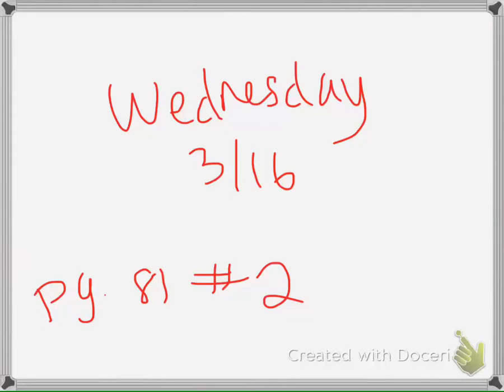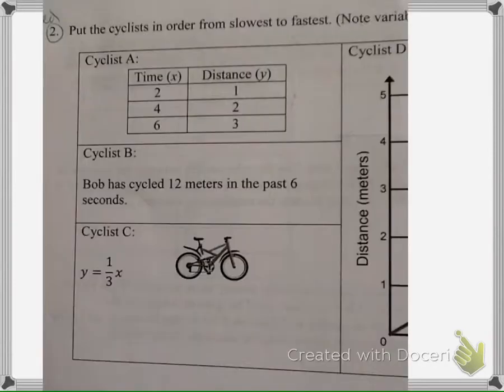Okay, homework for Wednesday, March 16th. You're doing page 81, number 2, talking about all the cyclists. So for cyclist A, you need to make sure you wrote an equation. For B, we need an equation and a table. And for C, a table. And then for D, you need to write an equation. So if you don't already have those, pause the video and do that now on your own.